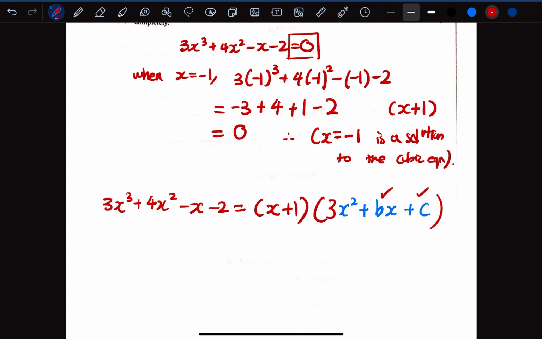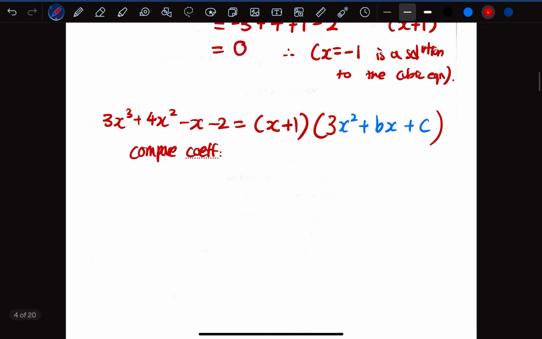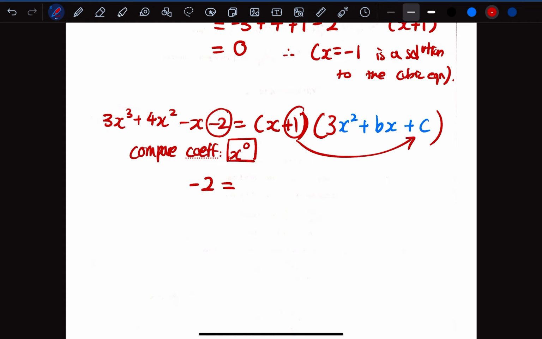Okay, once we have that out of the way, all we need to find is our b and our c value, which we can find by comparing our coefficients, right? When we are comparing the coefficients, we just pick up the corresponding x, x squared, or x to the power of 0 values that we want to find. In this case, it's very easy to find your c value first, because why? On the left hand side, for x to the power of 0, we have -2. And on our right hand side, the only way we're going to get a value is for 1 to multiply with c. So 1 multiplied by c is just c. Therefore, we can say that c equals -2.